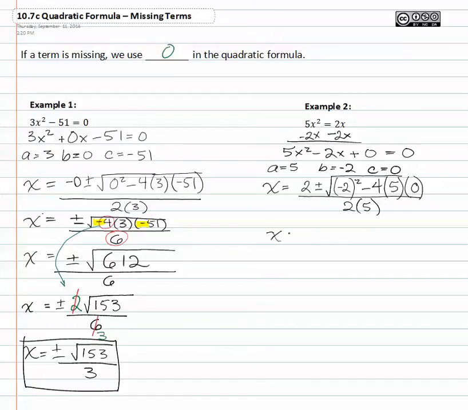So simplifying, I get 2 plus or minus the square root of 4, and we're going to subtract 4 times 5 times 0. 4 times 5 is 20, times 0 is 0. So notice that doesn't help us at all. We're just going to leave it as a 4 because 0 times anything is 0, and that's all over 10.